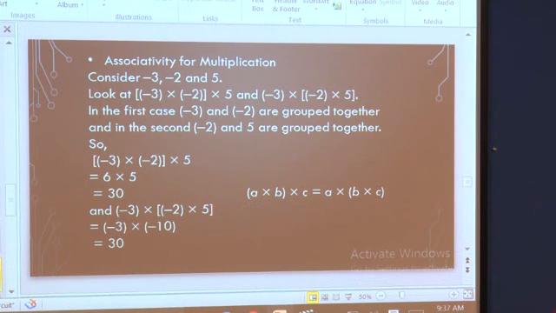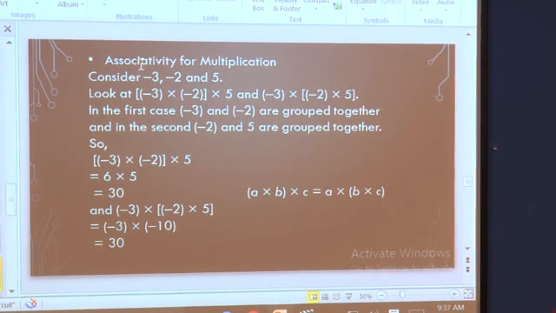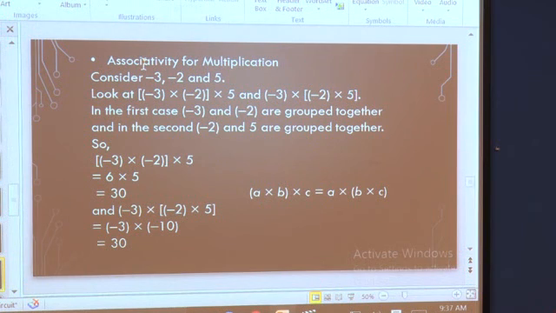Next property is the associative property for multiplication. What is the meaning of association? Yes, you remember. Association is nothing but grouping of integers. You can group any integers in a pair. Here, considering some examples, I have taken minus 3, minus 2 and 5. You can take your own integers and do the grouping and find out the answer. Look here, I had done the grouping of minus 3 and minus 2.